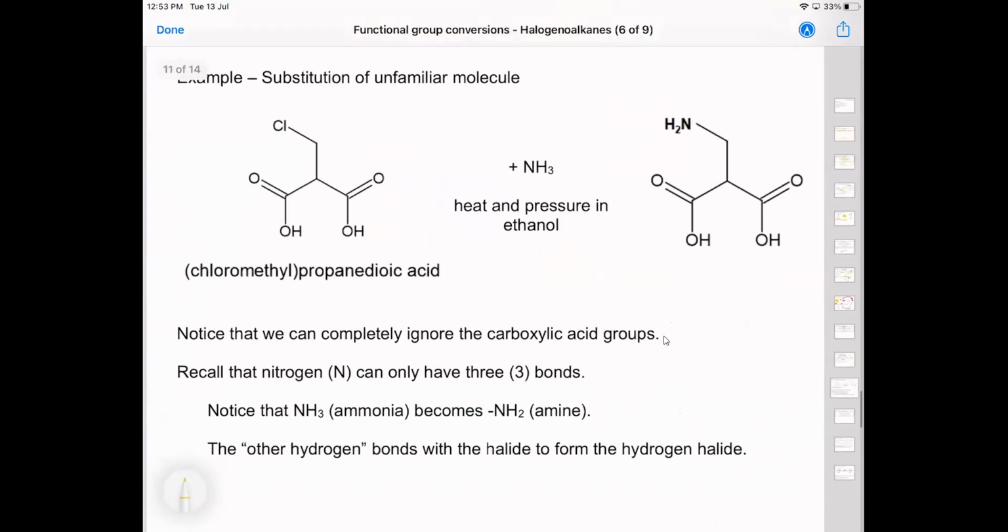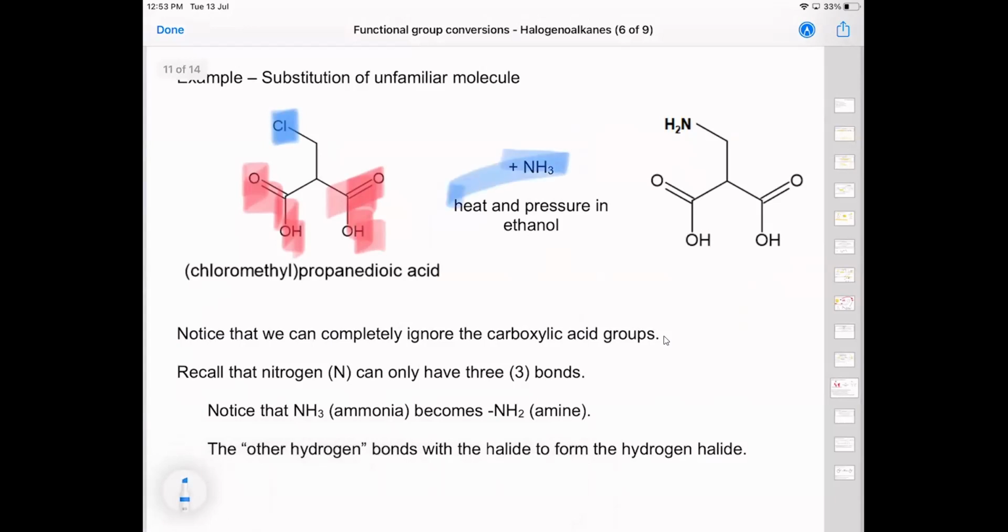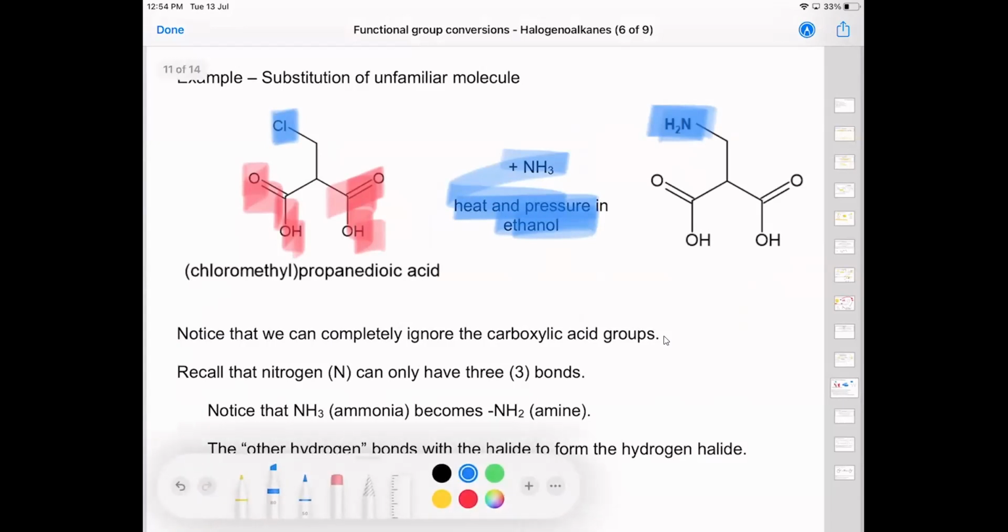Cool. So, an unfamiliar molecule. You can identify the carboxylic acid. So you can say, okay, there's a carboxylic acid, there's a carboxylic acid. But what we're mainly interested in here is the chlorine, because I'm heating it with ammonia, heat and pressure with ethanol. And that's going to do nothing to the carboxylic acid. It's only going to do the substitution to give me that. So I can ignore the carboxylic acid groups completely. So notice that we can completely ignore the carboxylic acid groups.